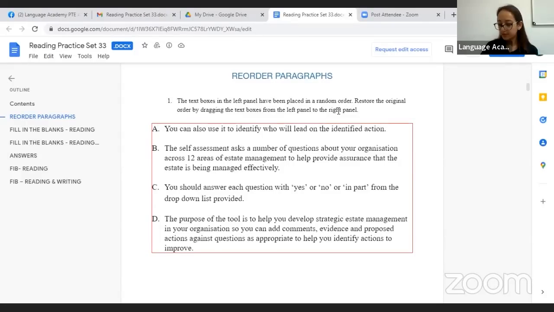Okay, so the first question for reorders is on the screen and you have 2 minutes to solve this and then post your answers, please.